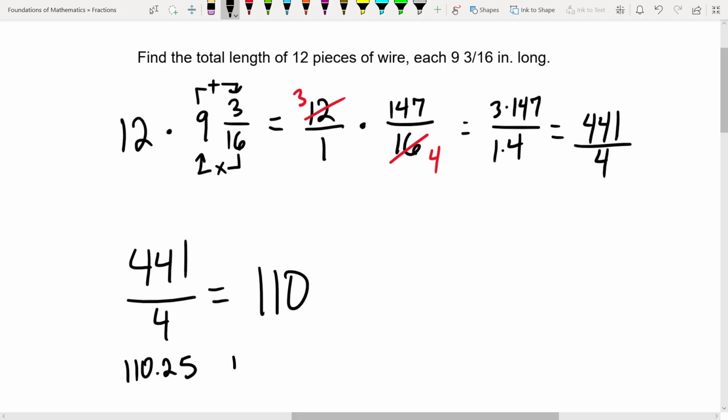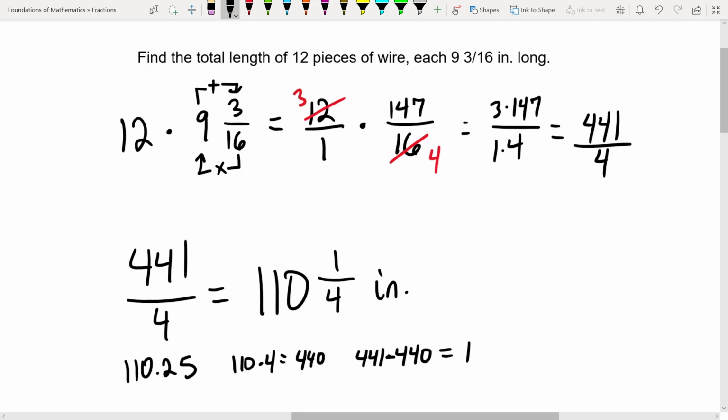Then you could take 110 times 4, gives you 440, and 441 minus 440 gives us just 1. So 1/4 is remaining, and this is in inches. All I've done here is I've used the calculator to help with the big work, which is how many times can 4 go into 441. 4 can go in there 110 times evenly.